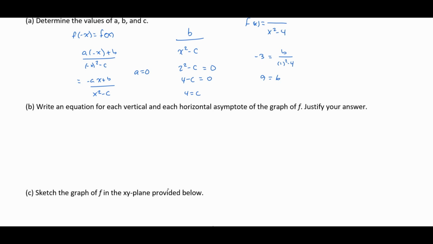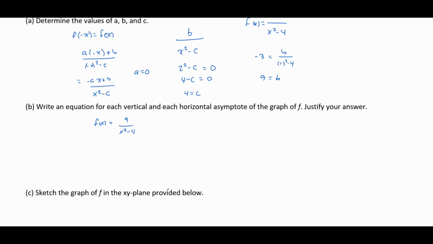So now using the answer from our last piece of information, we have this equation, f of x equal to 9 over x squared minus 4, substituting in the values for a, b, and c. So write an equation for each vertical and each horizontal asymptote.